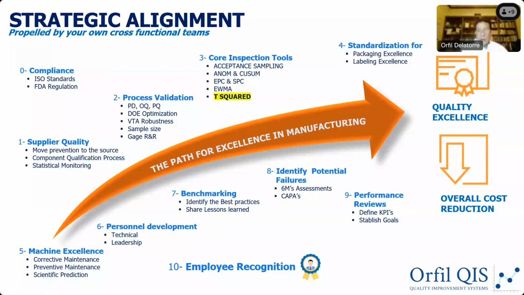I'm gonna try to explain and give you a little bit more information about how this fits with the strategic alignment. But one thing we can say, that it's not possible to achieve the quality excellence and the overall cost reduction with just one thing. That's why we have 11 things right here supporting the path for excellence in manufacturing. Okay, just keep it like that.